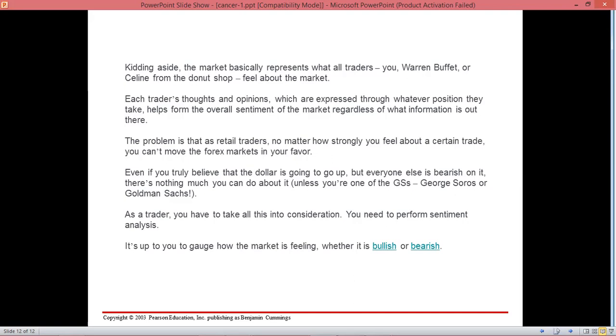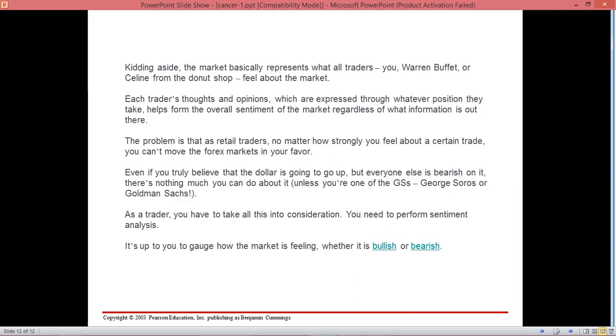You can only check the rate of percentage probability in which this market moves. So even if you believe that the dollar is going to go up, but everyone else is bearish on it, and you are predicting, according to news, that the dollar is going to go up, so you want to buy dollar. No, you can't do that. What if everyone else is going short on it? Everybody is bearish on it. What will you do?